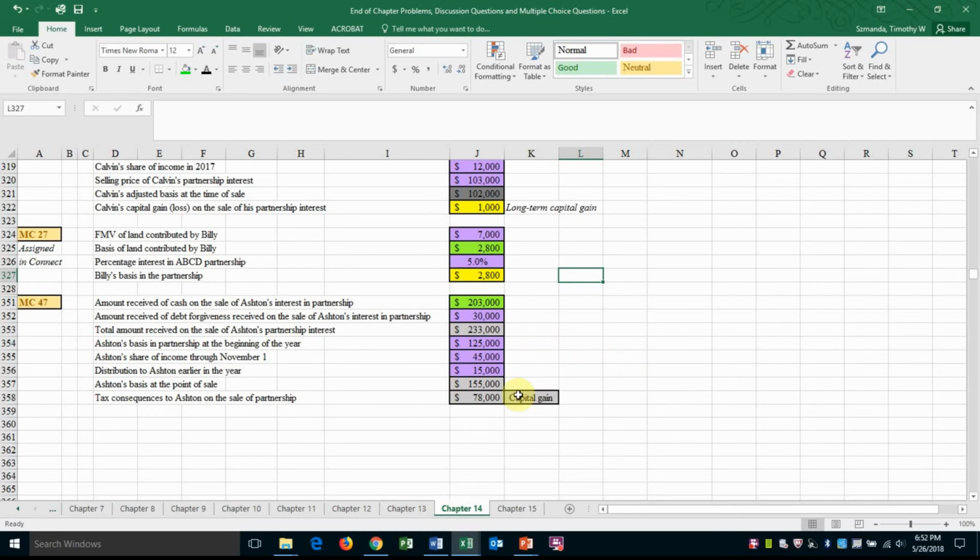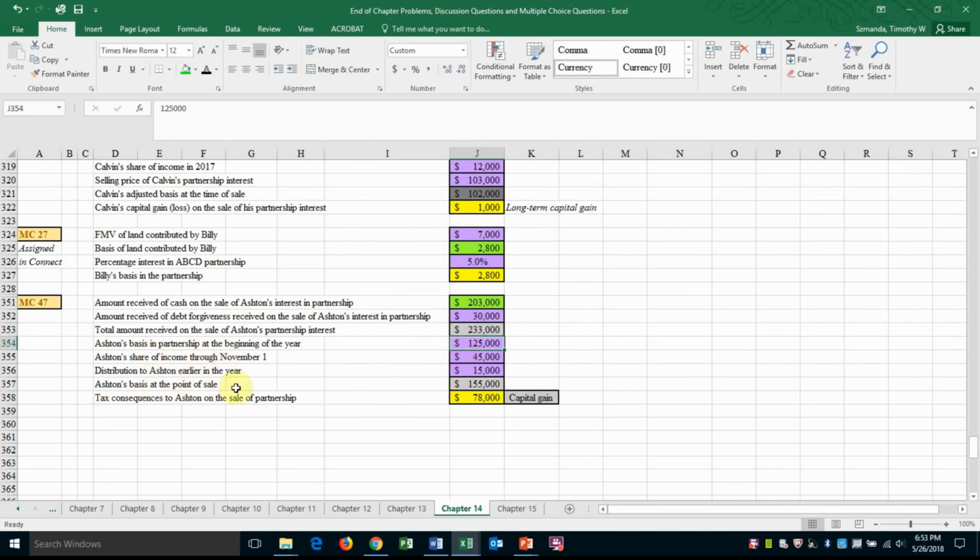Well, first of all, I'm just going to reformat this a little bit to make it easier to see. All right, so the amount of cash received I changed to $203,000. The amount of debt forgiveness was $30,000, so the total amount received by Ashton was $233,000, the total of the relief of debt and the cash received. So that's the amount received. Ashton's basis in the partnership at the beginning of the year is given at $125,000.